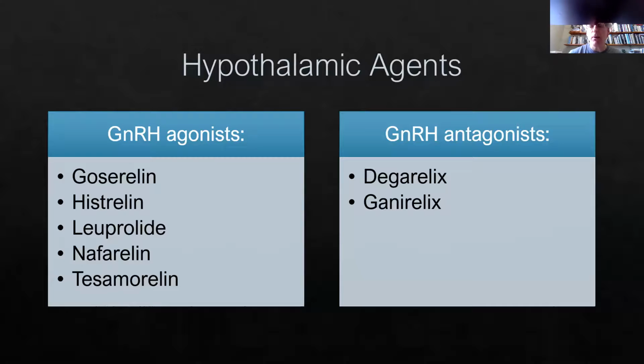Now let's look at hypothalamic drugs. These come in 2 categories: gonadotropin releasing hormone agonists and gonadotropin releasing hormone antagonists. The antagonist ends in relix, whereas the agonists tend to end in relin.